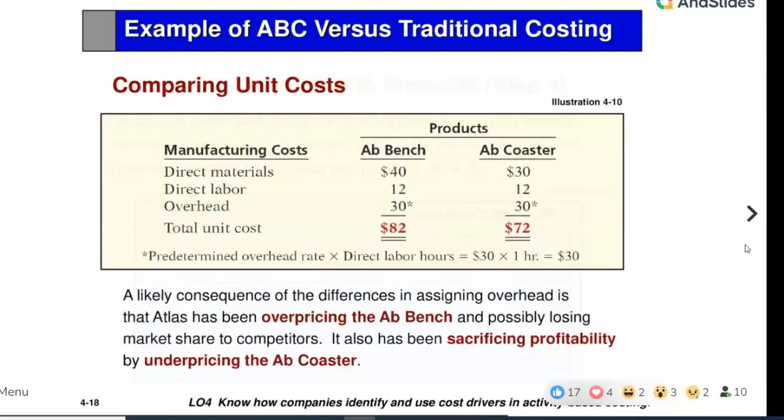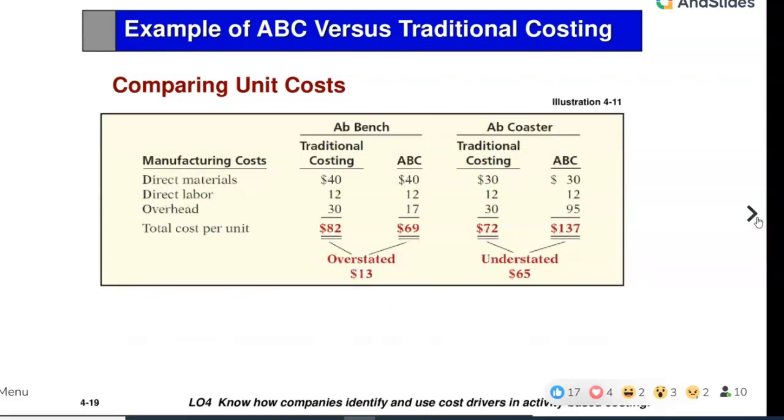All right, so now I've got my direct material, I got my direct labor, and I got my overhead. Now, the traditional way of doing it was this. 82 was the cost of the bench. 72 was the cost of the coaster. Well, look what happened. The bench, I said, cost me 82 by the traditional method. But by ABC, material's the same, labor's the same, but the activity is 17, not 30. So I overstated the cost of the bench. And by the same token, I understated the cost of the coaster.